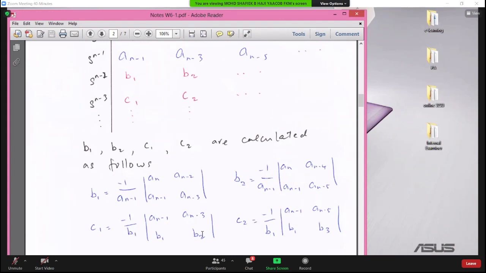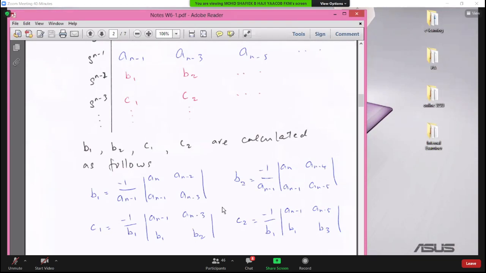The first column of the determinant is also the same. So in this case, you look two rows above: a(n-1) and b1. The a(n-1) and b1 are the same for C1 and C2. You only change the second column, where you look one column to the right. So for C1, you take a(n-3) and b2. And for C2, the second column of the determinant, you look one column to the right: a(n-5), b3. So this is a pattern.